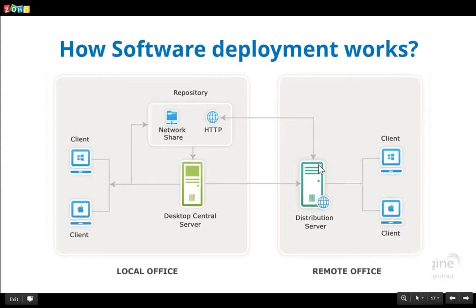In terms of a remote site, the distribution server will download the package from the HTTP share for the WAN machines to access them locally. After the installation of the package, the WAN machines will post the status directly to the Desktop Central server. So on the whole, at the end of the deployment, regardless of where the agent machine is present, we can see the current status in the Desktop Central console.